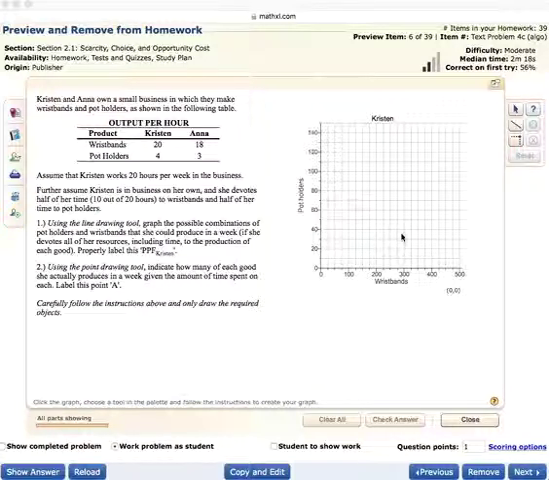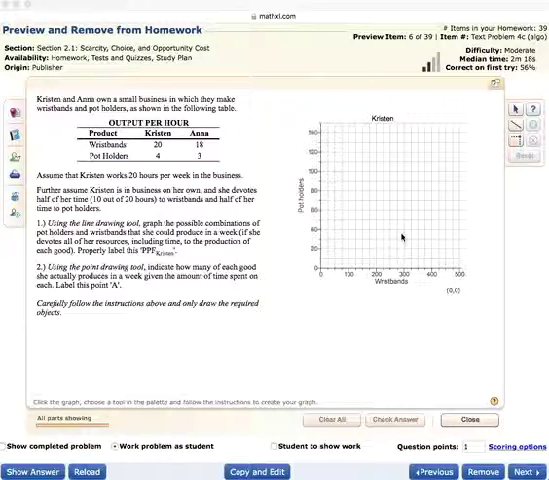It says here, Kristen and Anna own a small business in which they make wristbands and pot holders, as shown in the following table. And I think the area where people might have gotten confused is the fact that this table is an output per hour. So this is how much these individuals can produce per hour. So for example, Kristen can produce 20 wristbands per hour and 4 pot holders an hour. And since the question only really relates to Kristen, we won't be concerned with what Anna's production levels are.